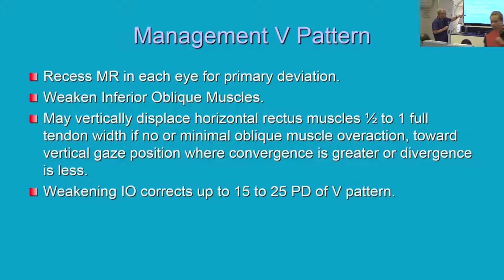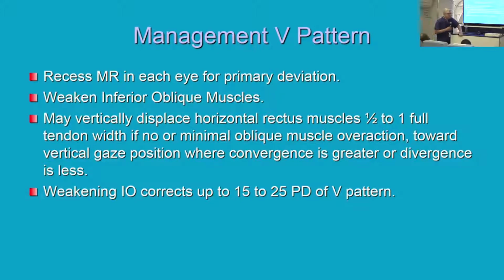down below. If there's no significant oblique muscle overaction, that's a preferred procedure toward the vertical gaze position where the convergence is greater. So you move them to the apex if you work on the medials. And weakening the inferior oblique can correct up to 15 to 25 prism diopters of V patterns. But I've had some where it was such a great esotropia and disparity in downgaze that I elected to both recess the inferior obliques, recess the medials, and infraplace them to help with the V pattern down below.